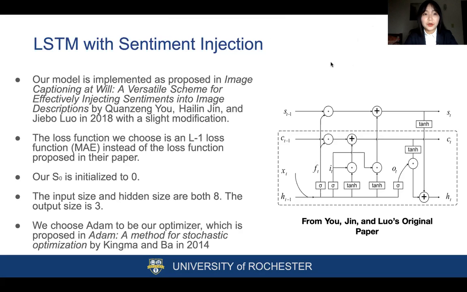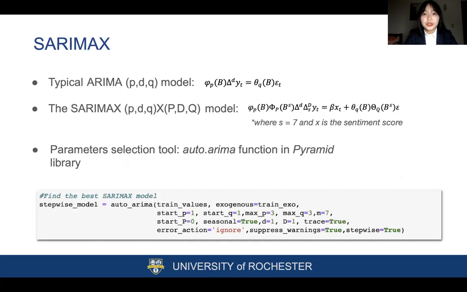Okay, thank you, Jinlong. So in order to do comparison experiment with the aforementioned LSTM model, we also implemented a variation of typical ARIMA models, which we call Max models for short. As many of you may know, this is the mathematical expression for typical ARIMA models, the first row. And this is the model we used for our outlier detection.